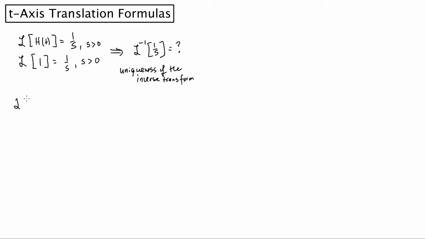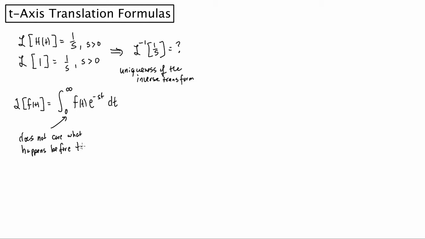The integral for the transform of the function f, if you recall, is the integral from 0 to infinity of f of t e to the minus st dt. This formula does not care what happens before t equal to 0. The integral is only aware of the function values beginning at t equal to 0 on to infinity. So if something odd happens before 0, it completely doesn't matter.